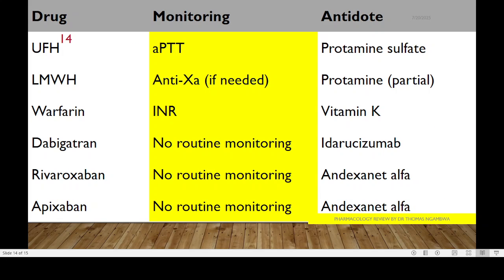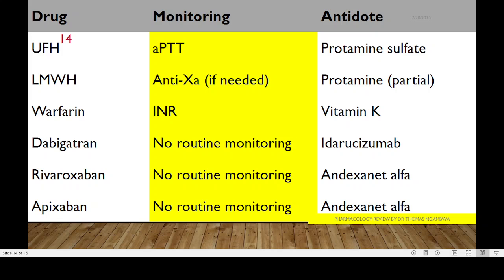So when you are monitoring, remember that for unfractionated heparin, you look at APTT, and the antidote is protamine sulfate. For the stable patient, we normally give them low molecular weight heparin, the enoxaparin, and here you monitor the anti-factor 10 activated. Of course, the antidote here is protamine, but partial.